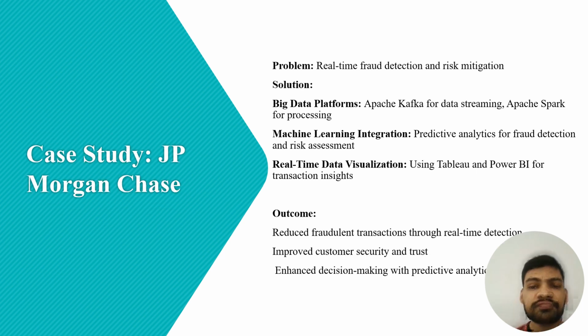Coming to slide 5, we'll be discussing the case study of JP Morgan. We're going to see the problems of real-time fraud detection and risk mitigation. Let's look at JP Morgan, a leader in banking security. In the solution, they used Kafka for real-time data ingestion, used Kafka for fraud patterns, integrated machine learning to predict fraudulent transactions, and visualized insights using Tableau and Power BI.